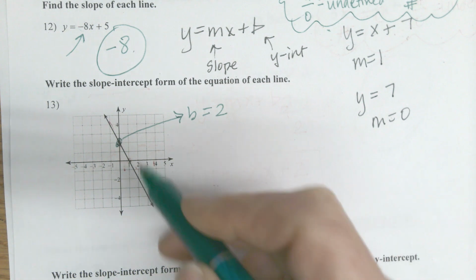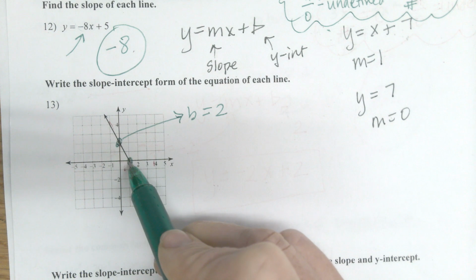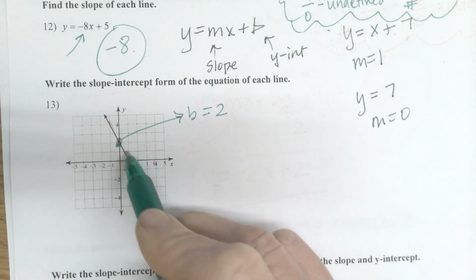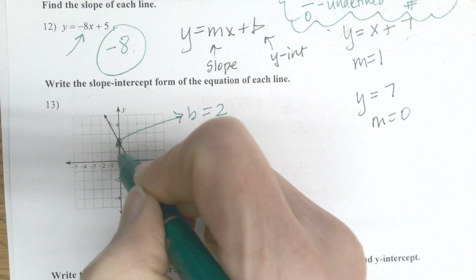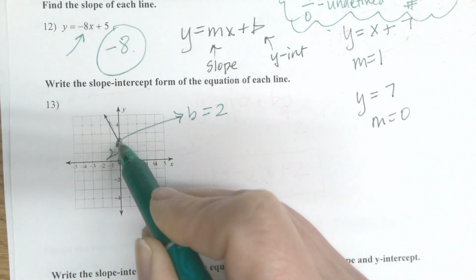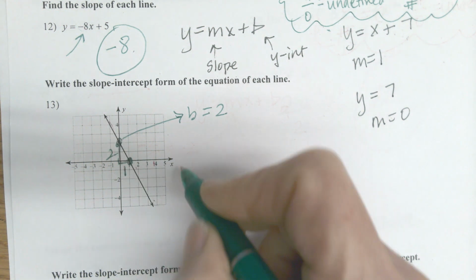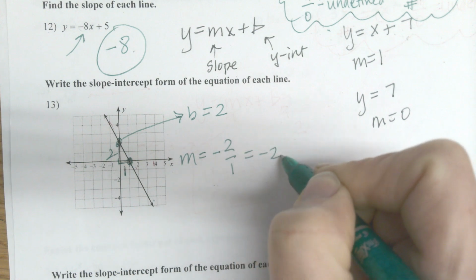And then I'll find my slope by finding another point. If it crosses the x-axis at a nice spot, I'll write that down. If it doesn't, I may have to find another one. But this one does. So I'm going to find my slope. Remember, it's rise over run. Because it is dropping, it's negative. So my slope is -2 over 1 or -2.